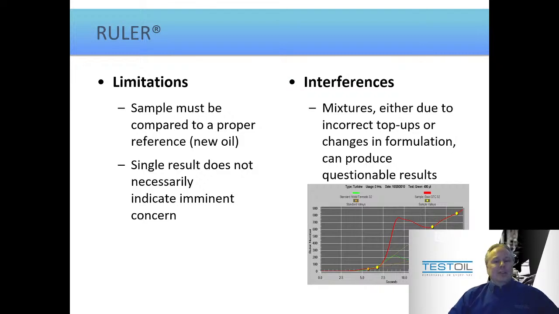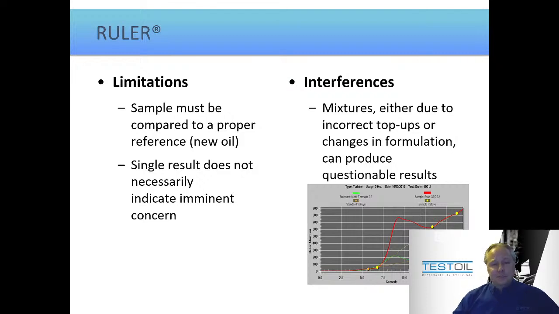So you're not going to see quite a direct relationship, or an inverse relationship really is what we're going for here, between the rate at which an acid number climbs versus the rate at which a RULER falls. So it's good to do both. It's good to see it from more than one perspective, but understand that RULER does have a couple limitations to it.